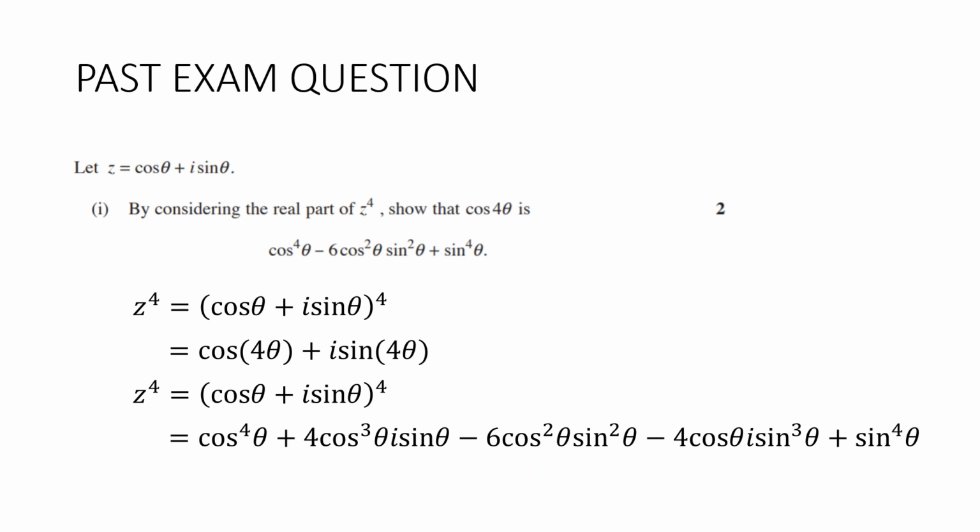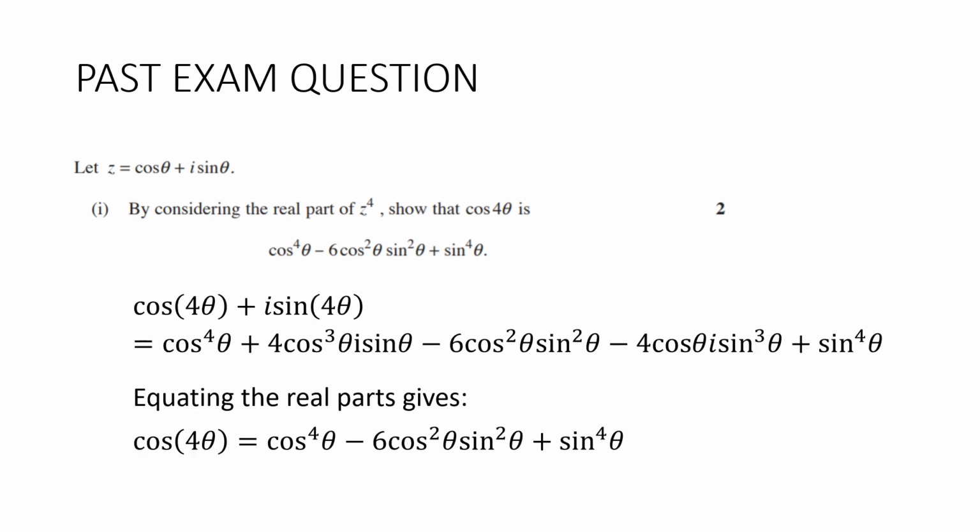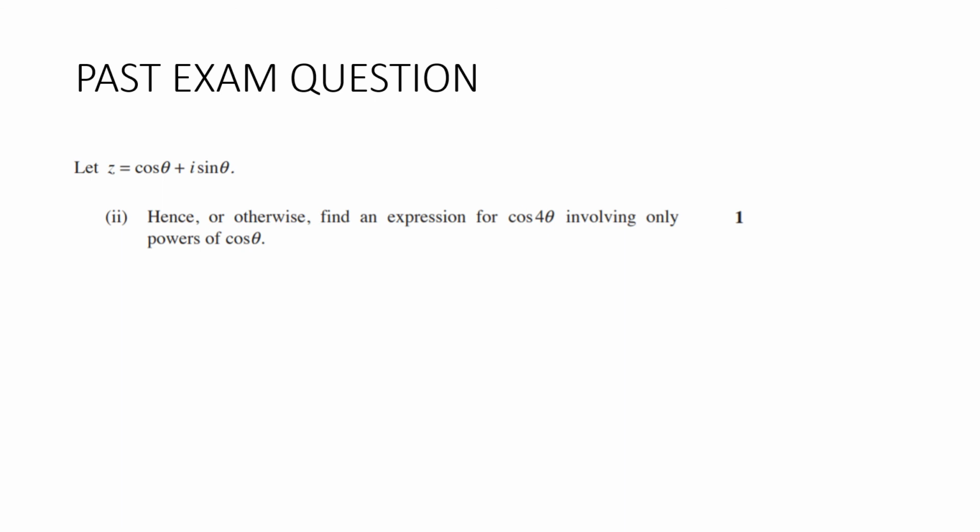Now we need to equate the real parts. So we've got cos 4 theta is equal to cos to the power of 4 theta, not this one, minus 6 cos squared sine squared theta, not that one, plus sine to the power of 4 theta. Look what we want, and that's actually it, isn't it? So we're finished. Hence or otherwise find an expression for cos 4 theta involving only powers of cos.